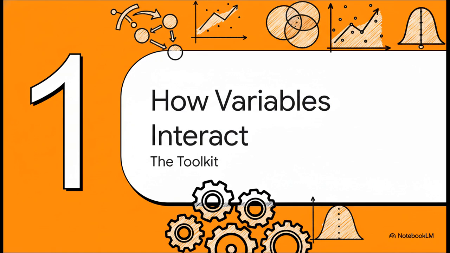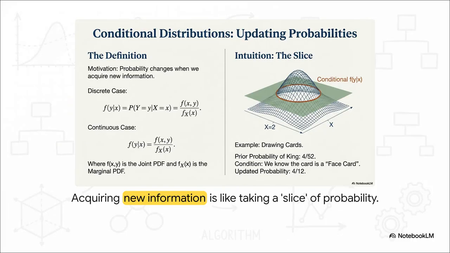Before we can even dream of building a model, we need the basic tools. We've got to have a way to describe how different pieces of information relate to one another. So the first tool in our kit is conditional probability. Now, the core idea here is actually super simple. Our beliefs change when we get new information.